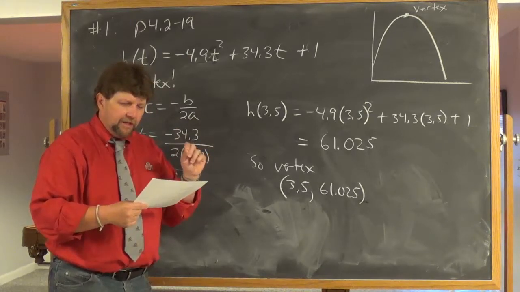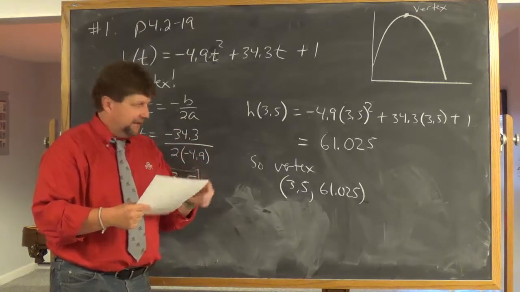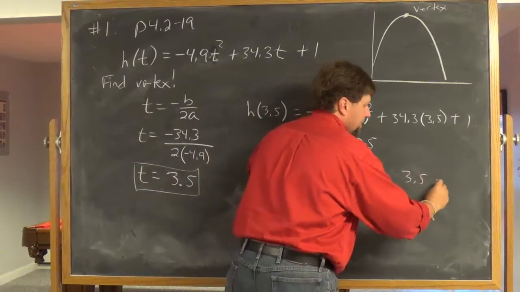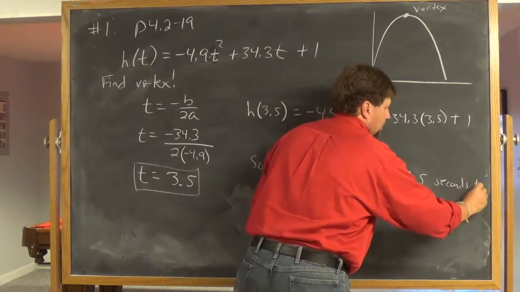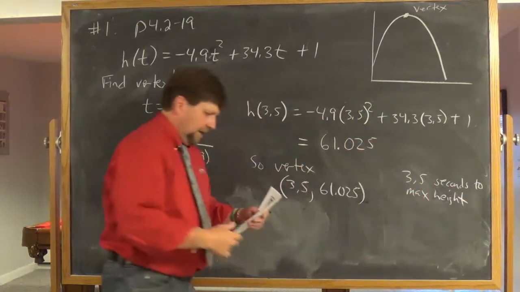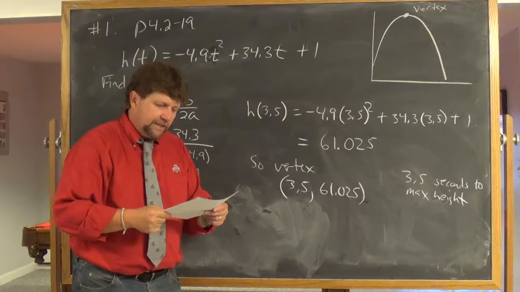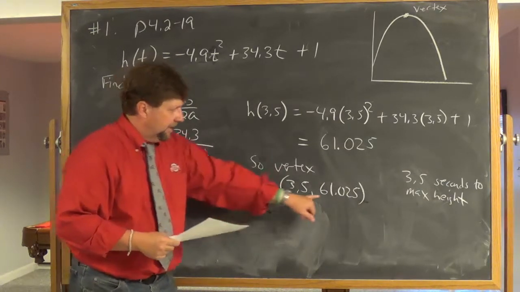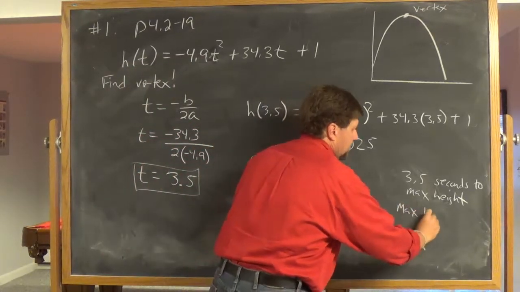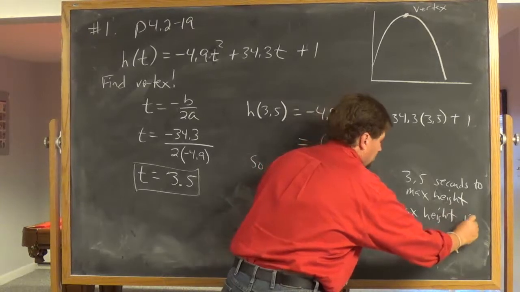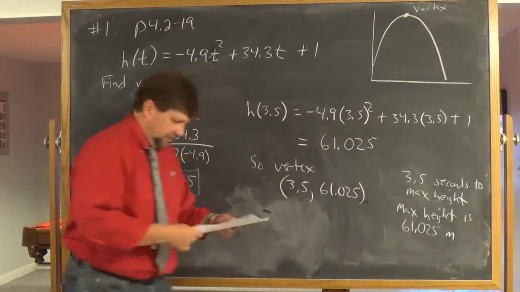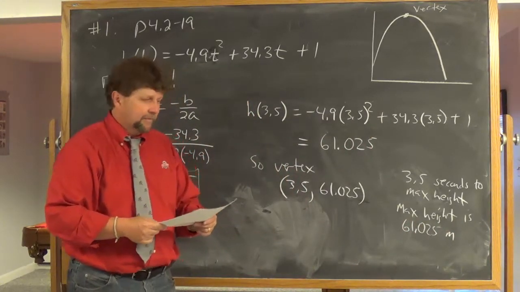The first question, how long does it take for the baseball to reach its maximum height? That's this value here. So that's 3.5 seconds to get to the maximum height. Then the second question, what is the maximum height obtained by the baseball? That's the y-coordinate of the vertex. The maximum height is 61.025, and it was meters, so 61.025 meters.